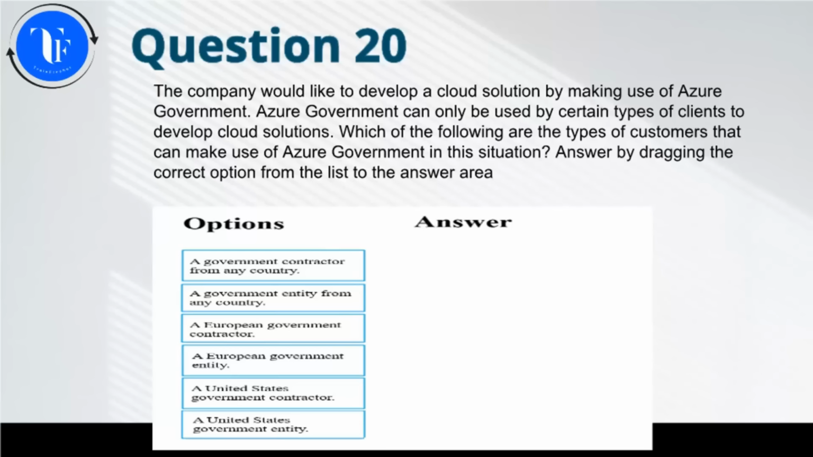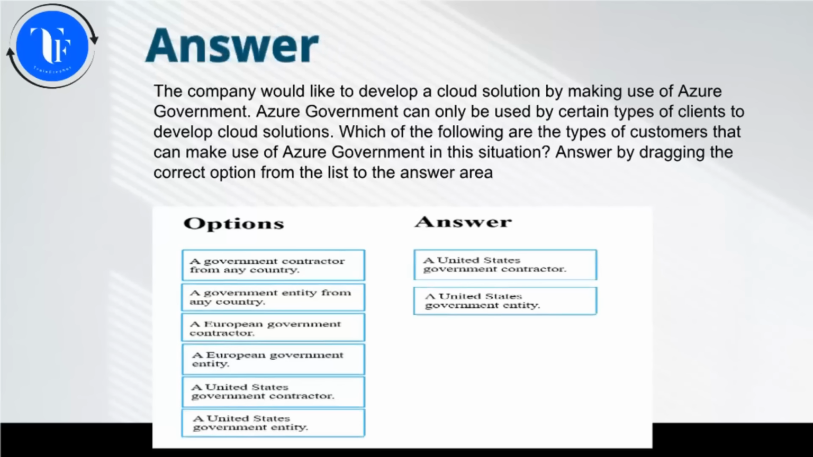A government contractor from any company. A government entity from any country. A European government contractor. A United States government contractor. A United States government entity. The answer is a United States government contractor and a United States government entity, as Azure Government is available in the US only.